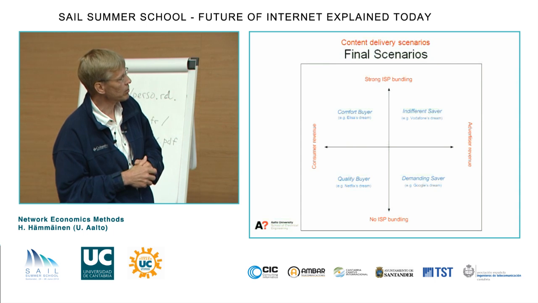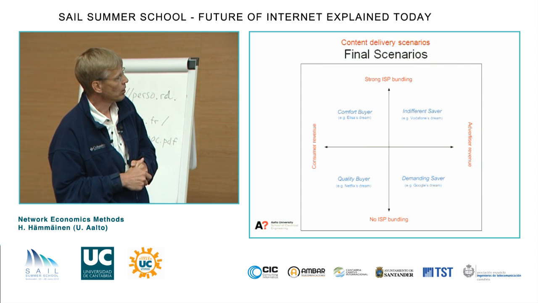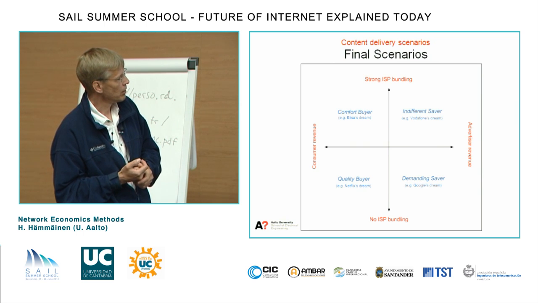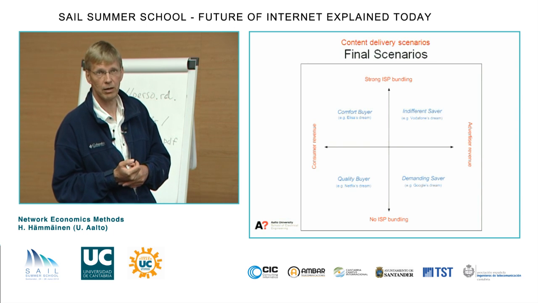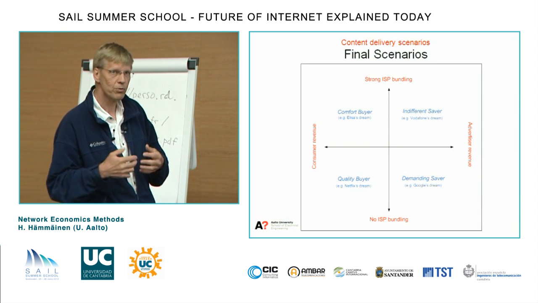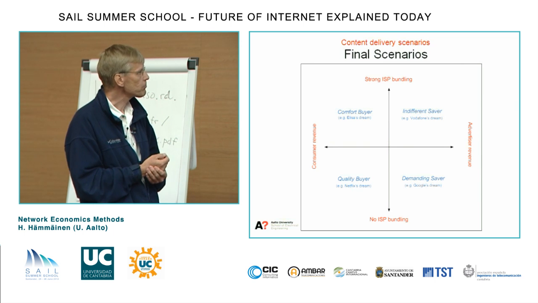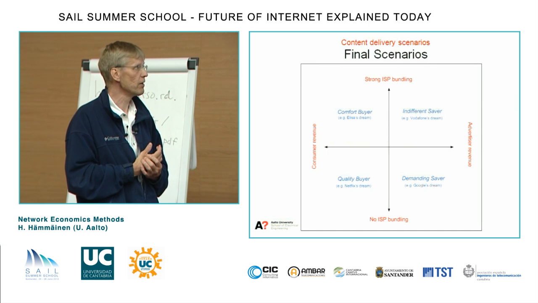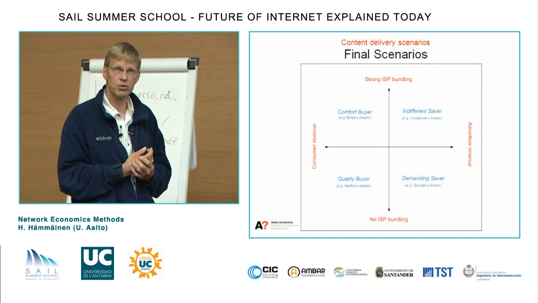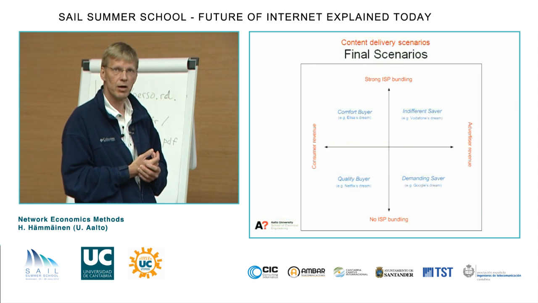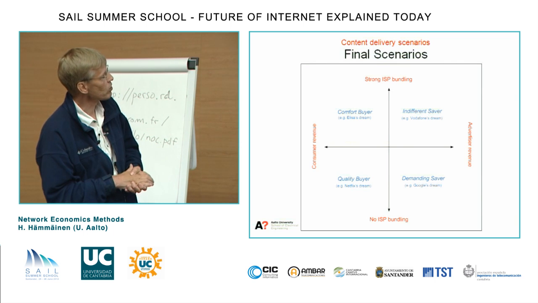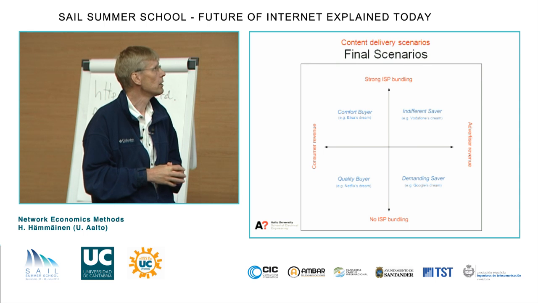Then the other extreme here, if you take the demanding saver, which is probably Google's dream, this kind of consumer doesn't like ISP bundling, at least for content, and wants to get everything cheapest, and also doesn't want to pay for content directly with money. Is ready to pay with privacy and personal information rather than money. So demanding saver, and then you can see the quality buyer and indifferent saver go the same way.